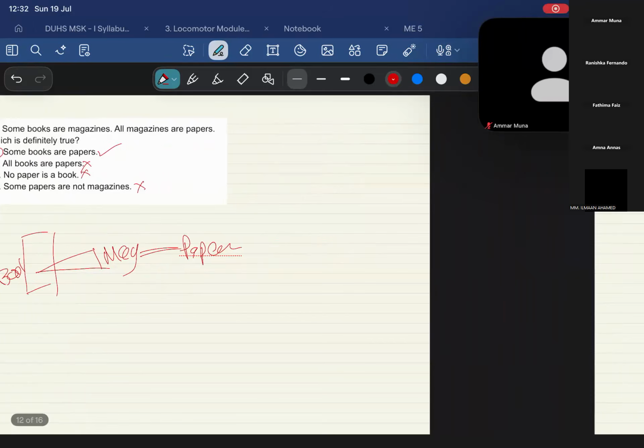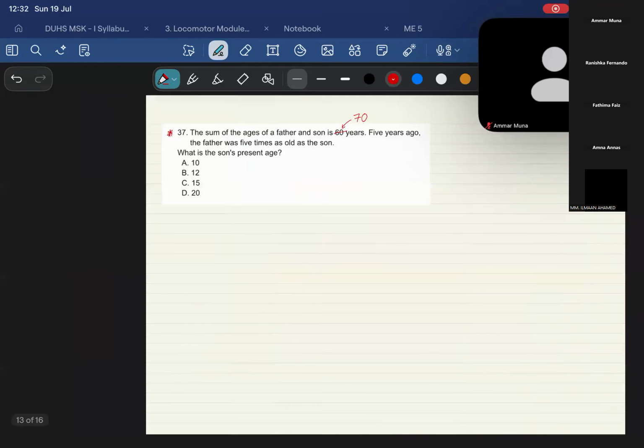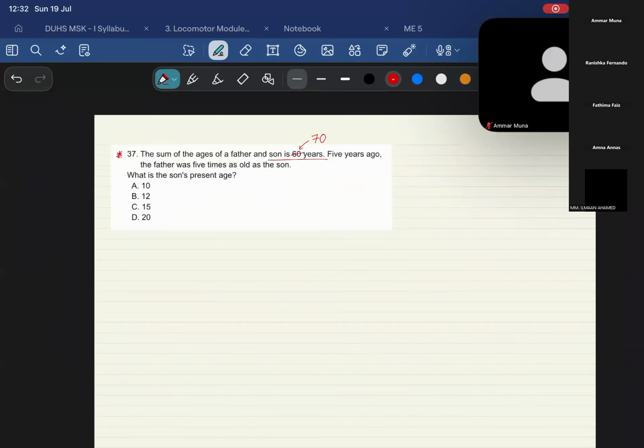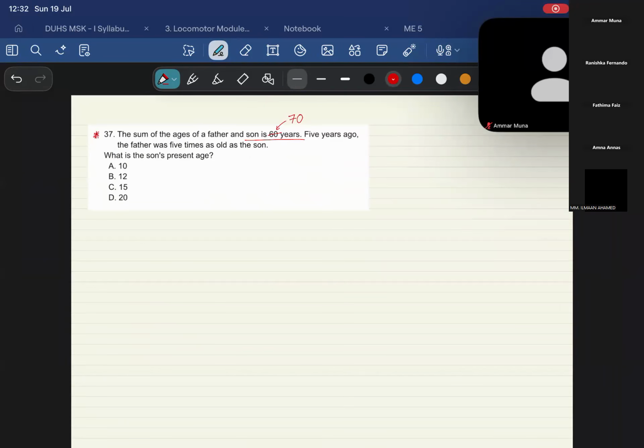Question 37. So this question is wrong. I mean, if we go with the original question, which is the son is 60 years, we cannot get an answer. So let's solve this question thinking that the sum of ages of father and son is 70 years. So the question says the sum of ages of father and son is 70 years. 5 years ago, the father was 5 times as old as the son. So we have two statements, and this is an algebraic equation.